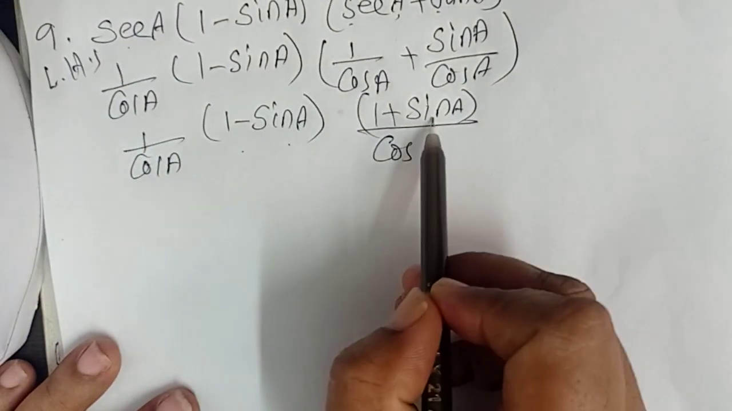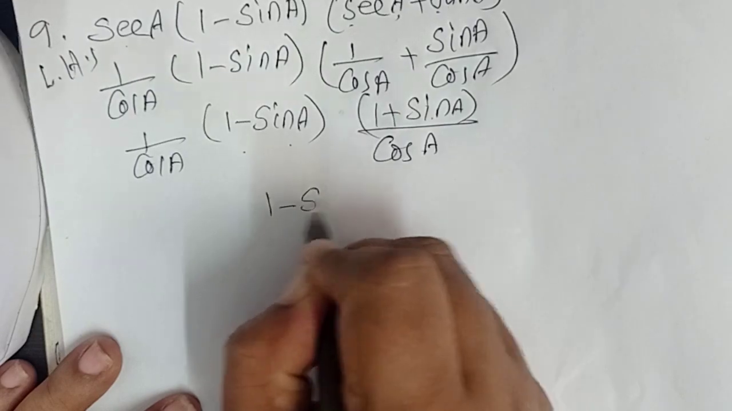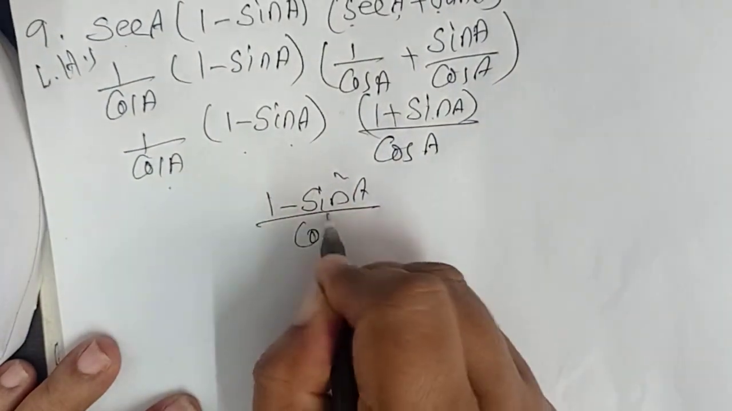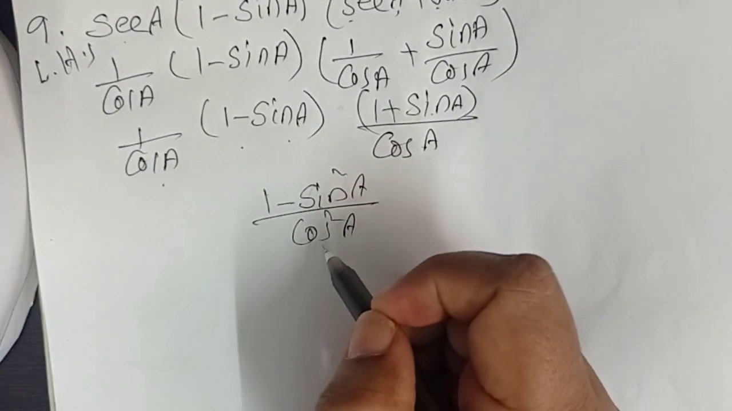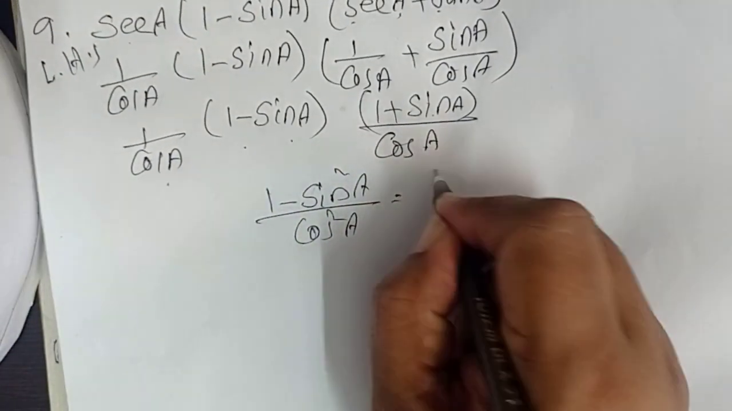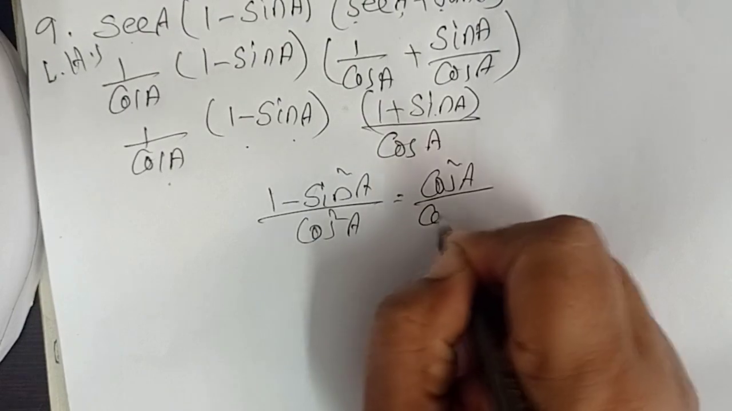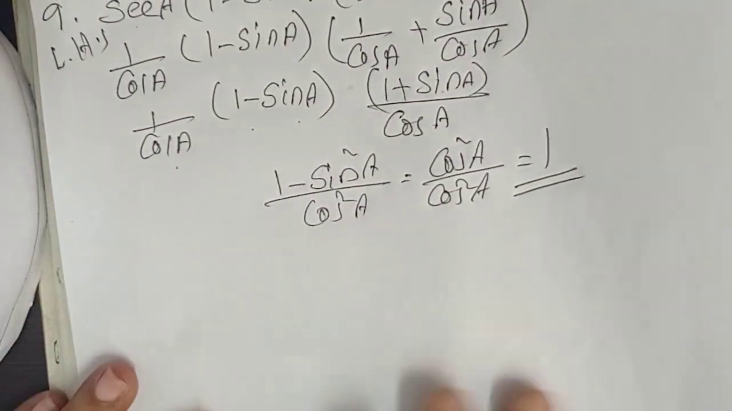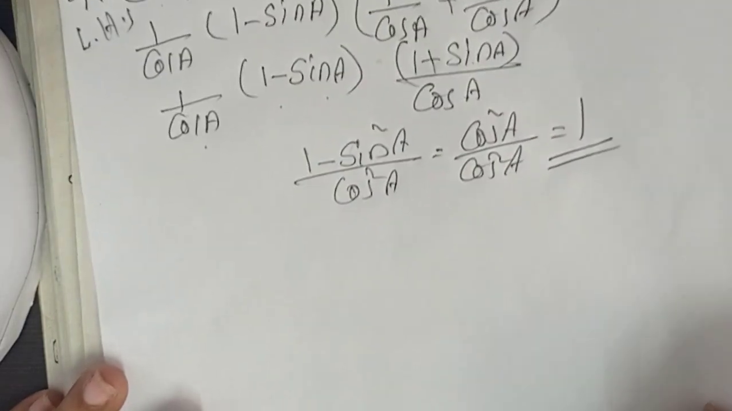(1 minus sin A) into (1 plus sin A) is 1 minus sin square A, by cos A into cos A. Cos A into cos A is cos square A. That is cos square A by cos square A is 1. Yes. Then write the next question.